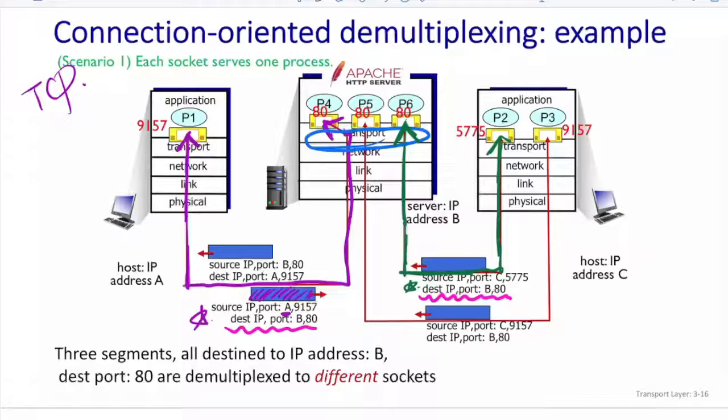any value of these four values, source IP, source port, destination IP, destination port, as long as they are not exactly the same, they are different sockets. So P6, this process, can allocate a socket at number 80 as long as it connects to some other IPs and some other port.